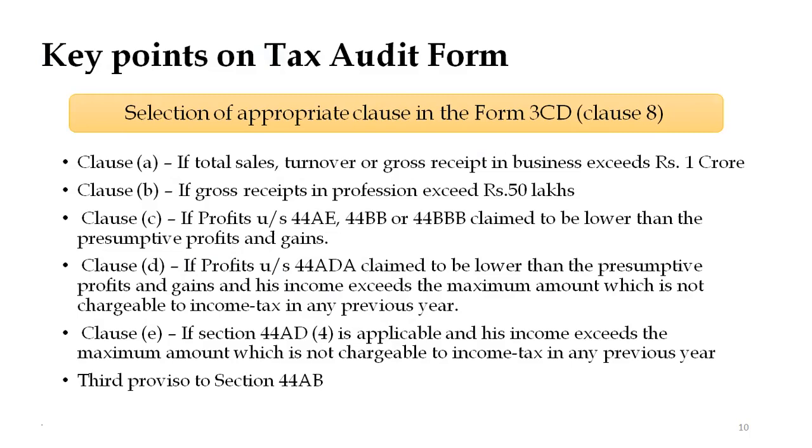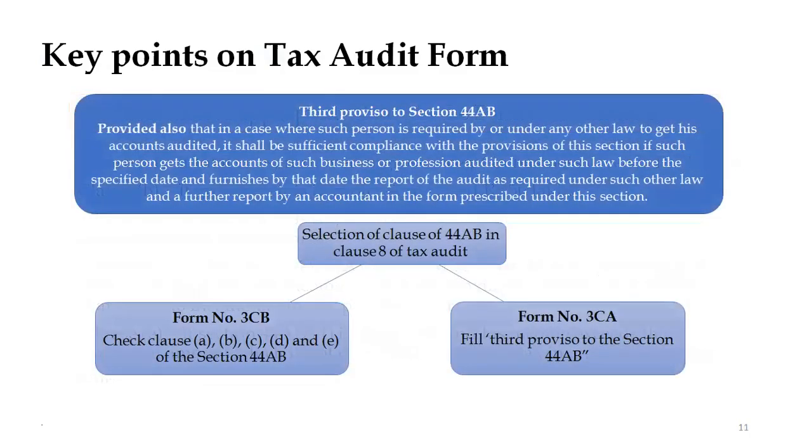उसके अंदर एक additional clause भी आता है, that is the third proviso to section 44AB. So the third proviso क्या कहता है? The third proviso says that in case where such person is required by or under any other law to get his accounts audited, it shall be sufficient compliance with the provision of this section if such person gets the accounts of such business or profession audited under such law before the specified date and furnishes by that date the report of the audit as required under such other law and a further report by an accountant in a form prescribed under this section.